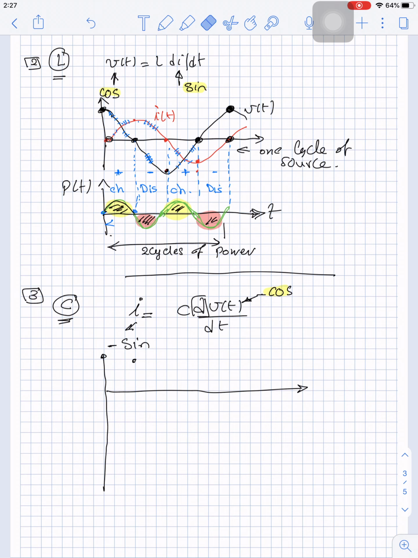Okay, so I will do V as cos. I will start here with a peak, then 0, then peak, then 0, then peak, then 0. Sorry, peak here, and 0 here. So here is V of t.